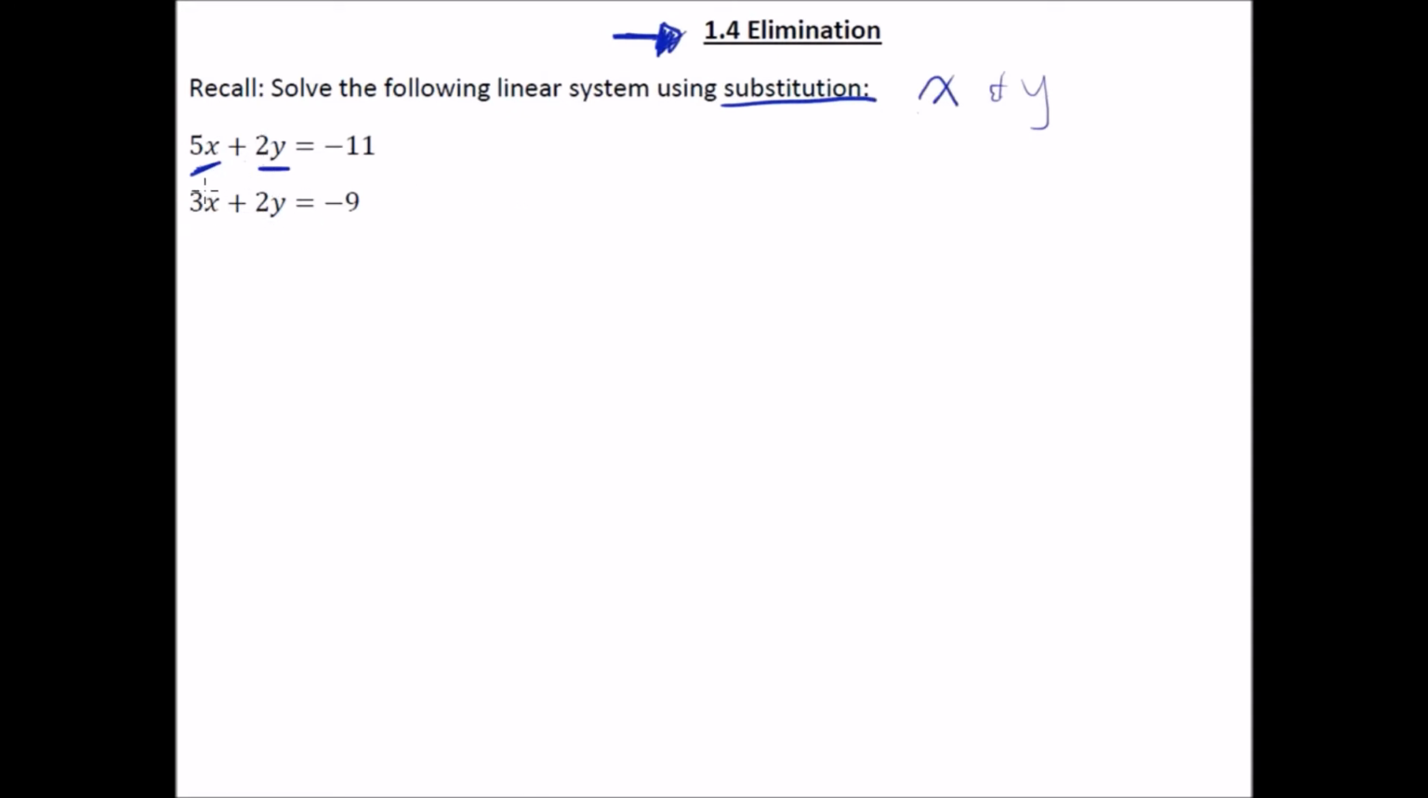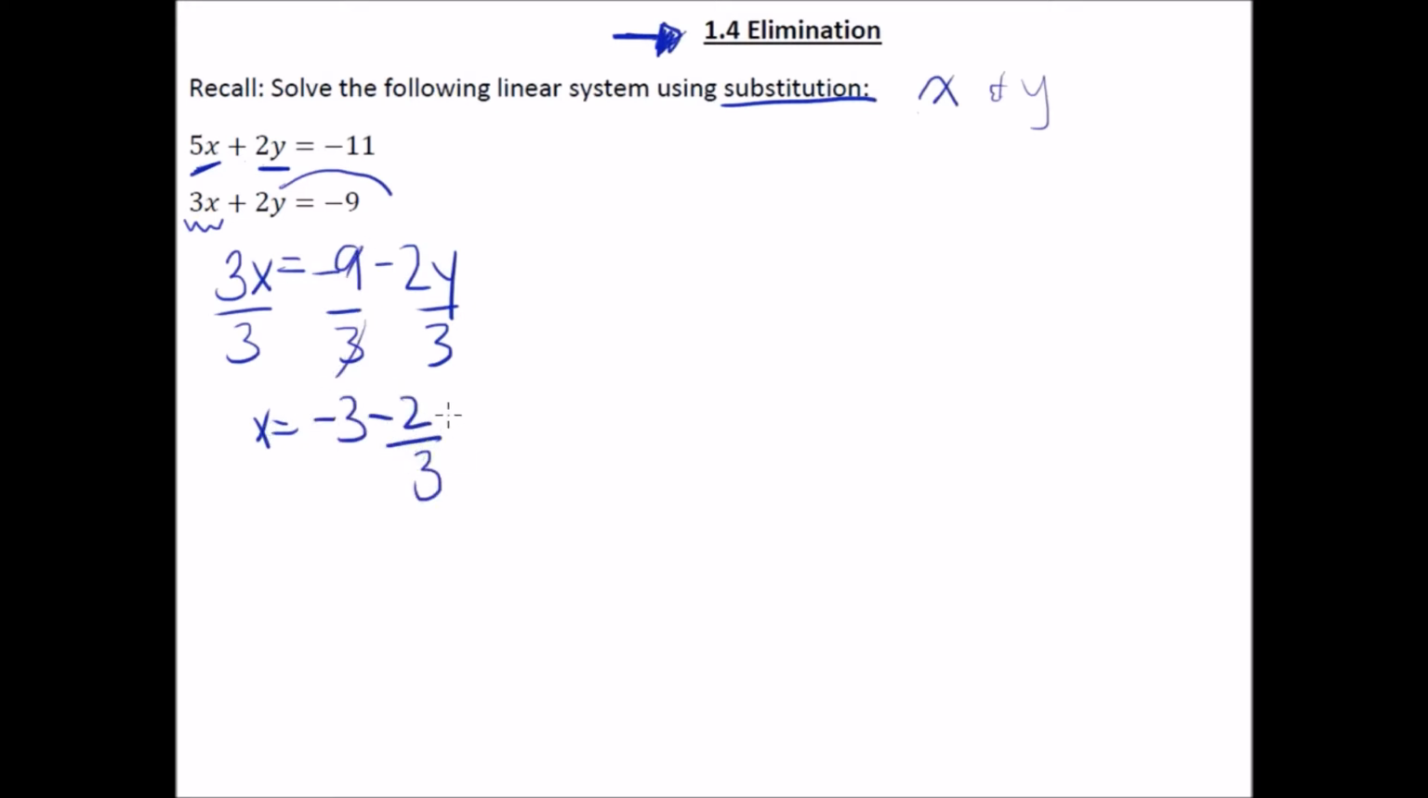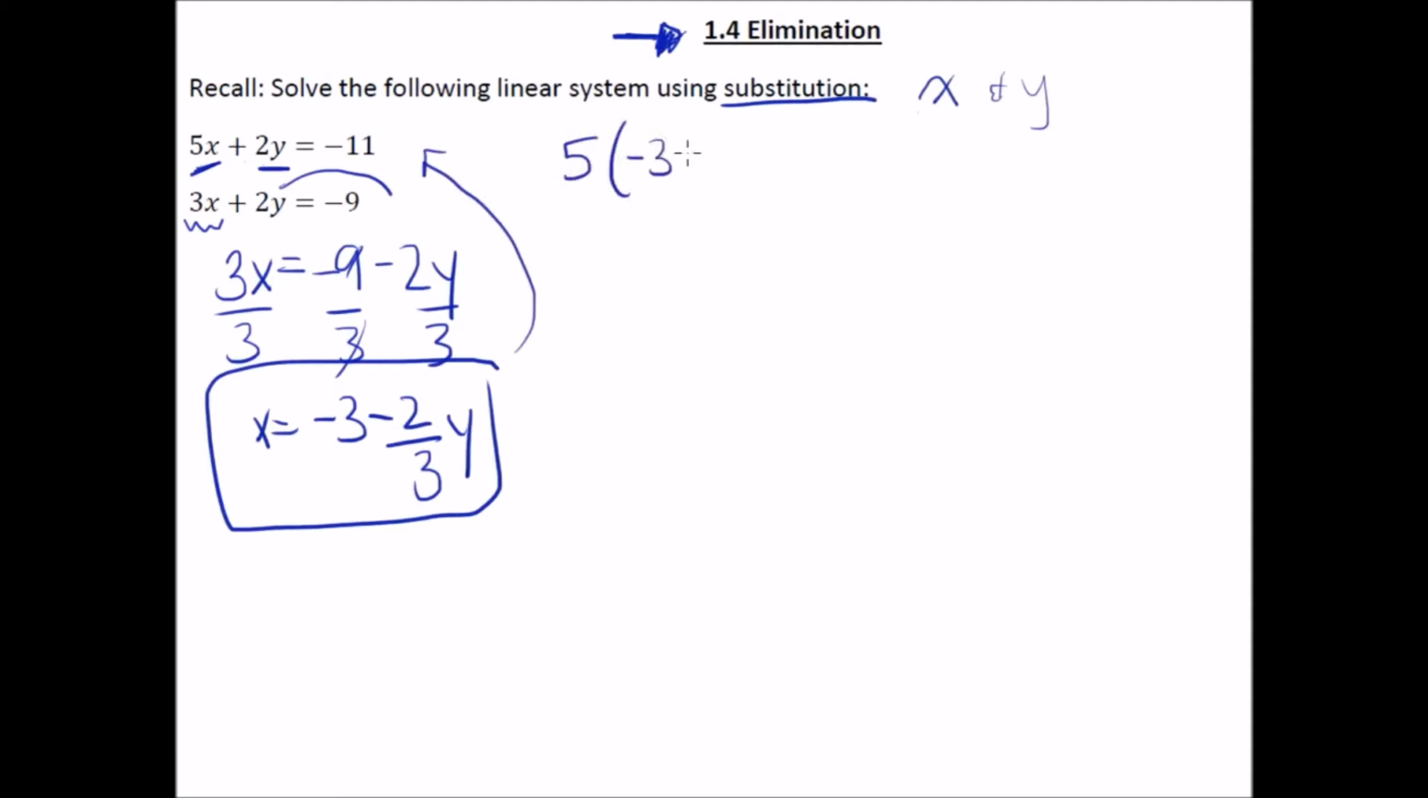Let's isolate for this x in the second equation. The reason I isolated for this x is because at least the 9 divides by that 3. So we have 3x, divide everything by 3. We have x equals negative 3 minus 2 over 3y. Very ugly. But let's take that x and sub it into the first equation. We have 5x, which is negative 3 minus 2 over 3y, plus 2y equals negative 11.